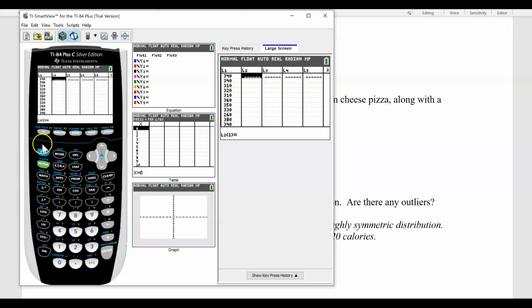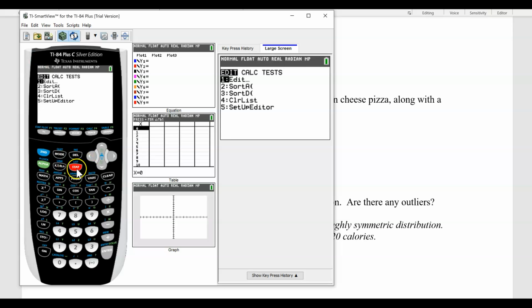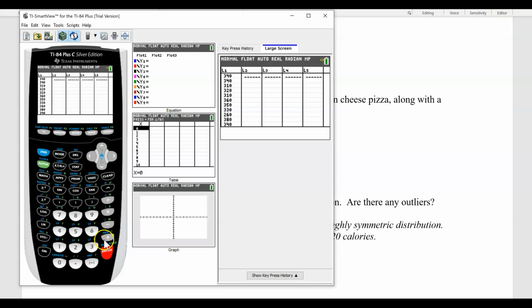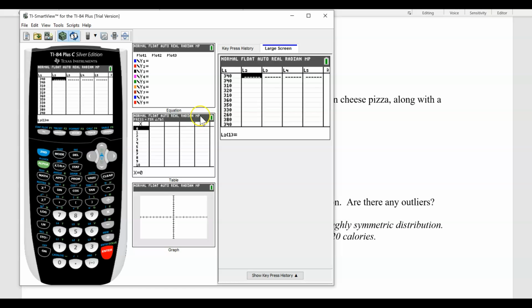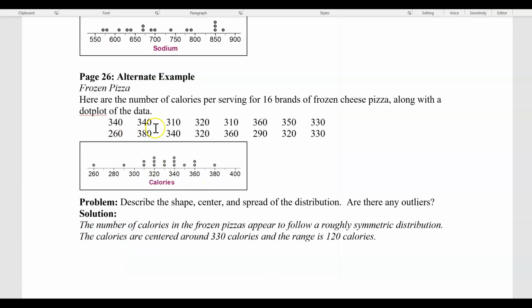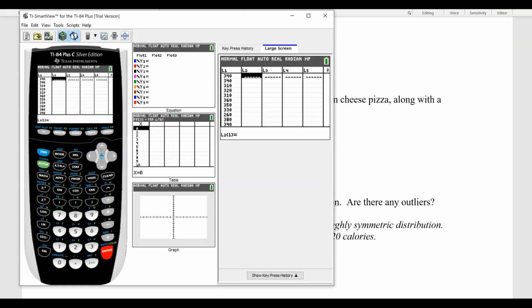So on the 83/84 type of calculator, what do you want to do? Write a note to yourself. Okay, the name of this class is statistics. Most of the time you're going to hit this button that says stat. So I hit that stat button. And what I want to do when I have a list of numbers is edit. So I'm going to hit stat, and the very first thing that's highlighted is edit. And what I can do is I can take all those numbers that are in that list, the 340, 340, 310, and so on, and I put them in a list in my calculator. So you're going to want to do that first, okay?